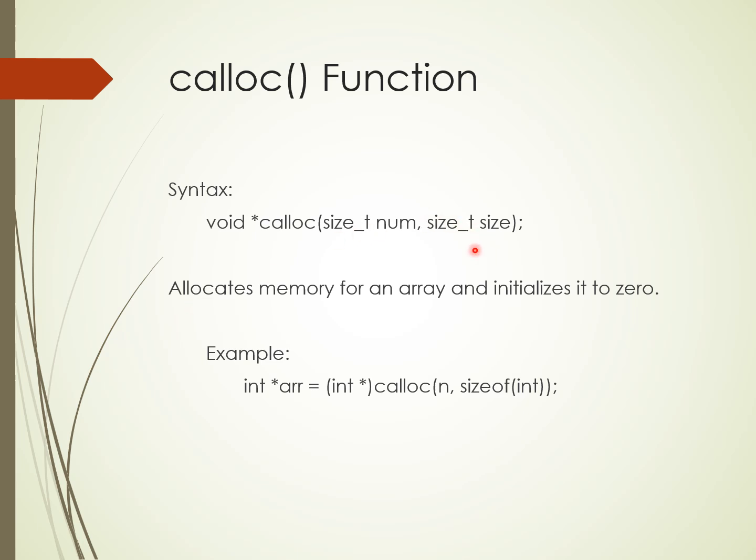Let's see an example where we allocate memory for an array of integers and initialize them to 0. So here this is the example. In arr we are assigning by using the calloc function. Here n is the number of elements, and this parameter is the size of each element.